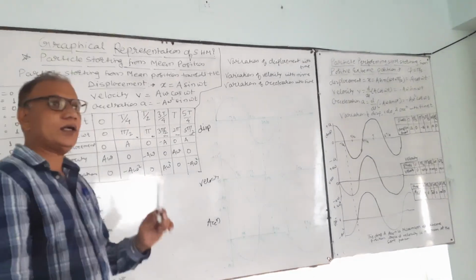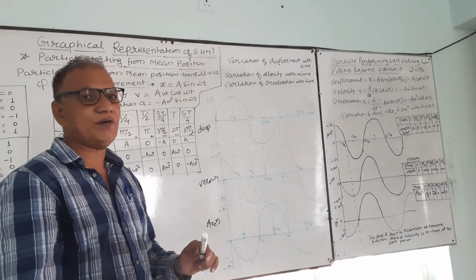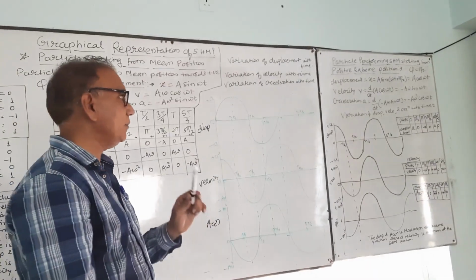There is a phase difference of pi by 2 radian between displacement and velocity, and again a phase difference of pi by 2 radian between velocity and acceleration. And finally, there is a phase difference of pi radian between displacement and acceleration. Pi radian means T by 2. The shape of all curves repeats after twice pi radian or after time T.